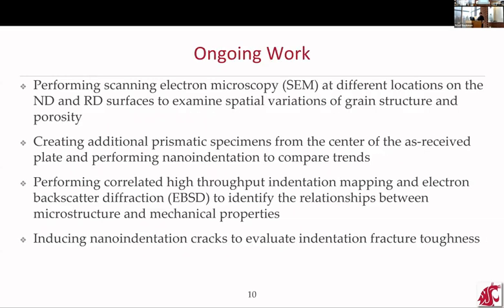We're looking into performing electron microscopy to see if there are any really fine cracks. We're also going to create additional specimens, particularly from the very middle of the plate, to see if there are any differences from middle to edge. Of course, we're also going to do EBSD to look at the crystal structure, and we're thinking about intentionally inducing cracks through nanoindentation to evaluate the fracture types. That's it.